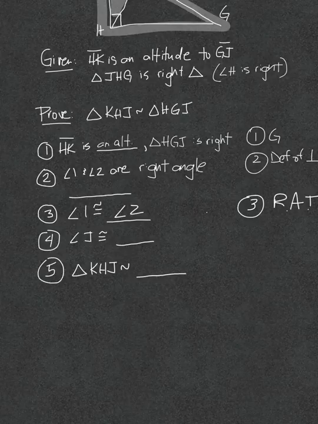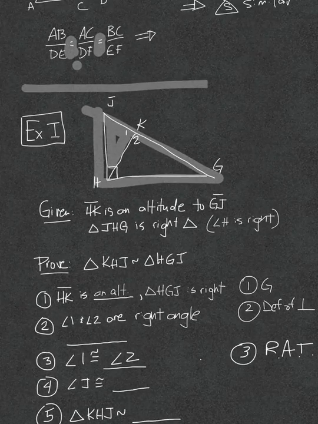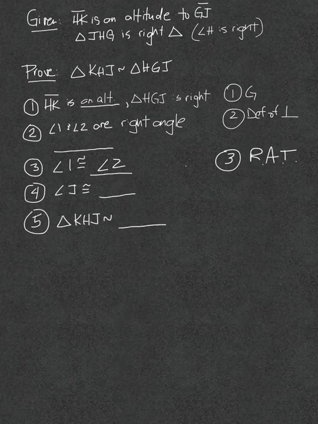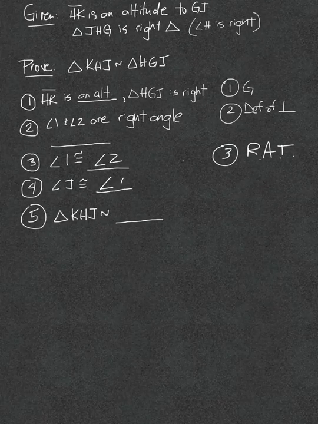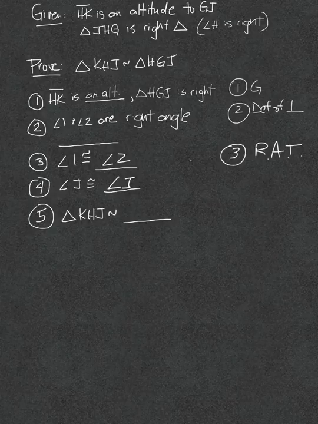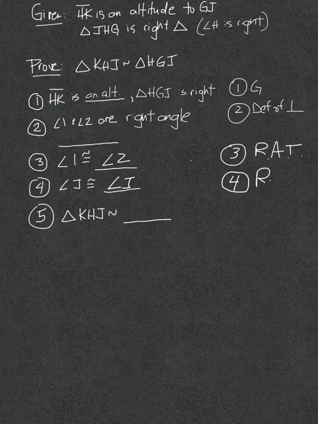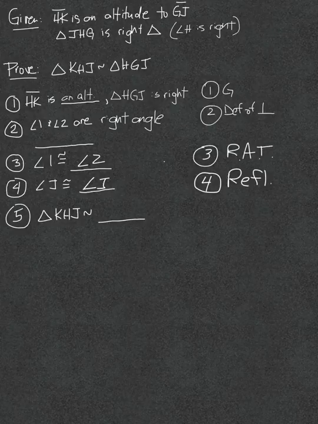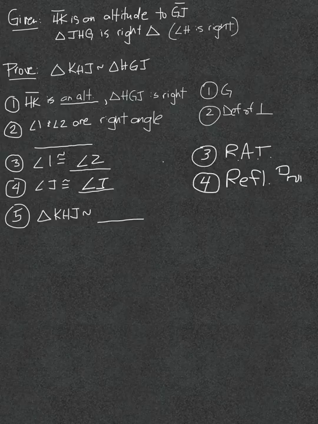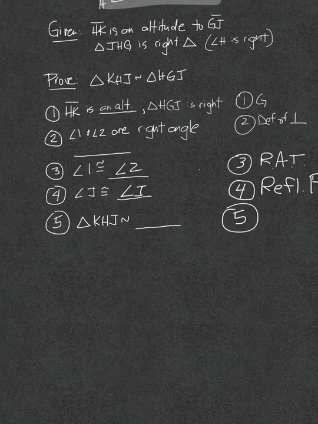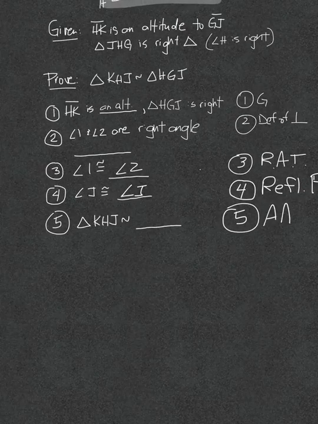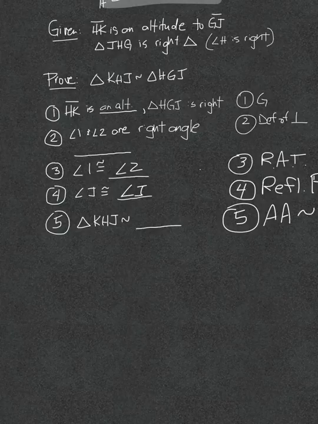Angle J. If you go up and look, angle J is the shared angle here. It is congruent to itself. And so this is setting up the two angles that are congruent to each other. And again, I think that's the reflexive property. So finally, by the AA, don't forget to include that little similarity symbol there. Triangle KHJ is similar to triangle HGJ.